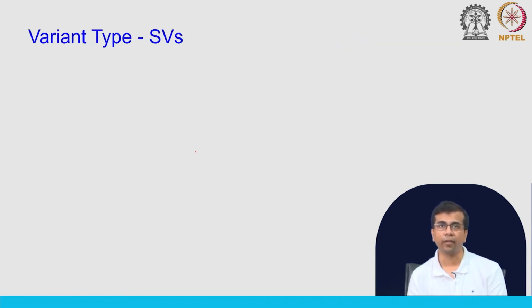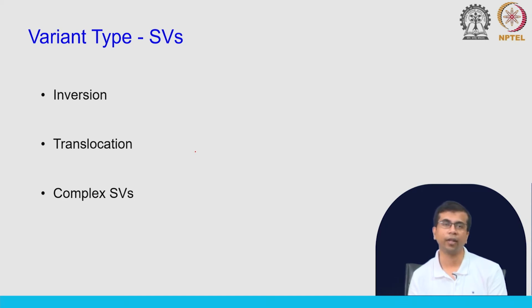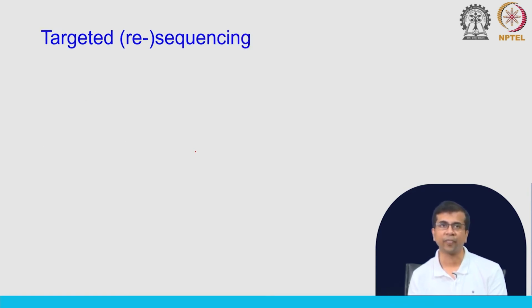Then you have different SVs, right. We will talk about them later on, not in this class. Inversion, translocation and complex SVs, right. Complex SVs are actually a combination of these copy number variations and the other types of SVs. Okay. So, this we will discuss in the next classes.